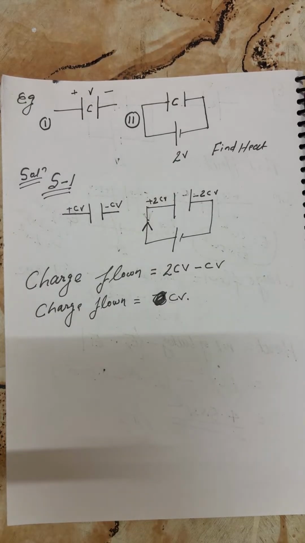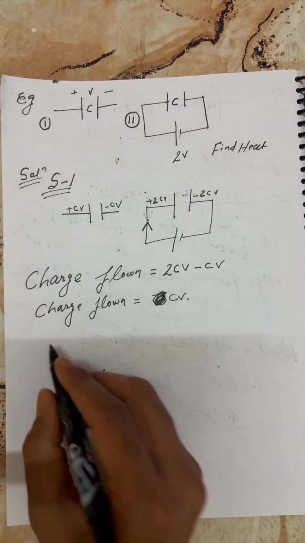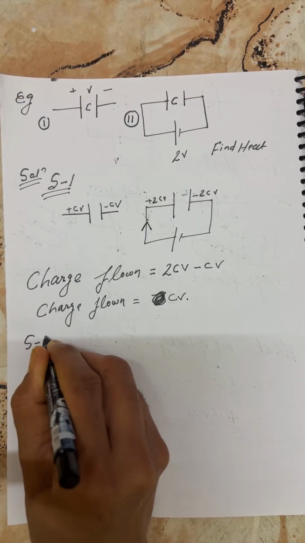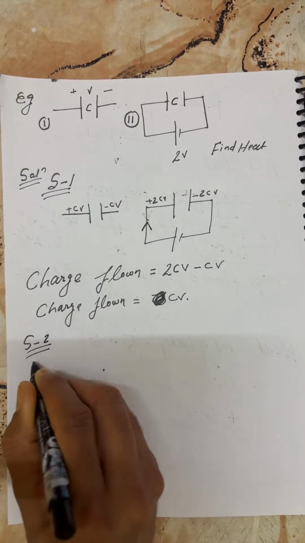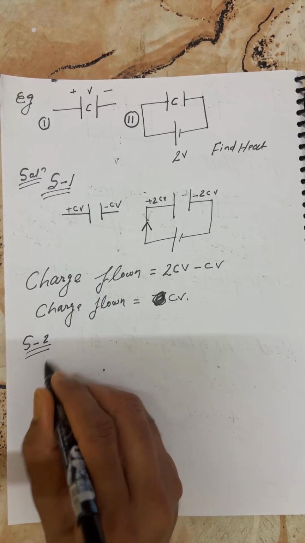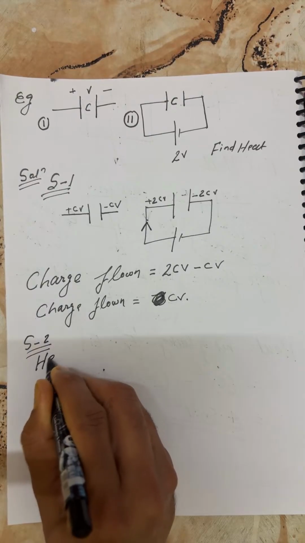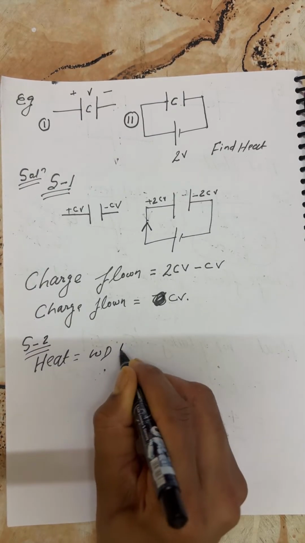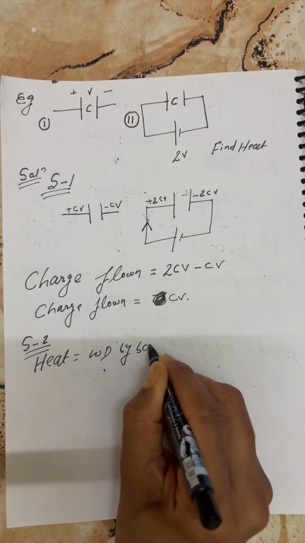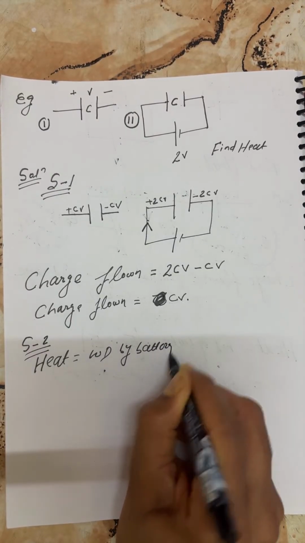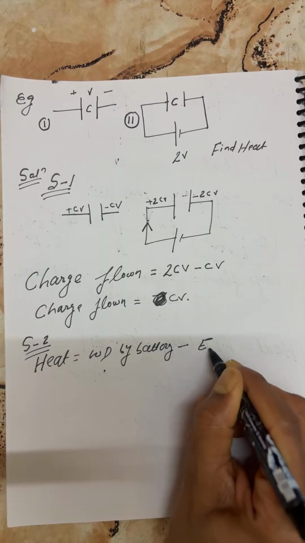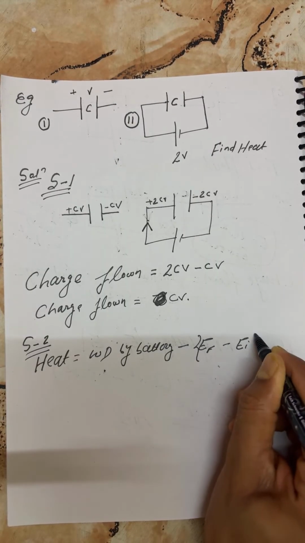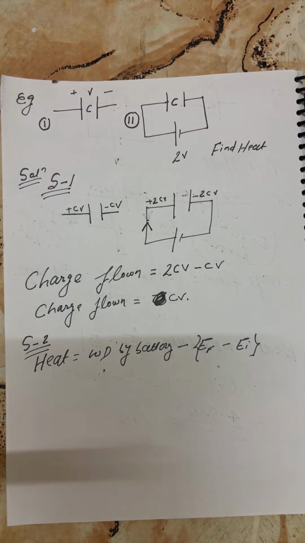So here we have to find heat. Heat, students, the formula is said here. So that is what I can say in step number 2. So what is the heat formula, students? Heat is equal to work done by battery minus energy final minus energy initial.